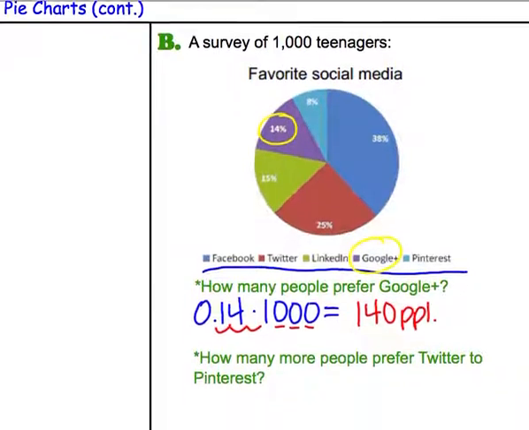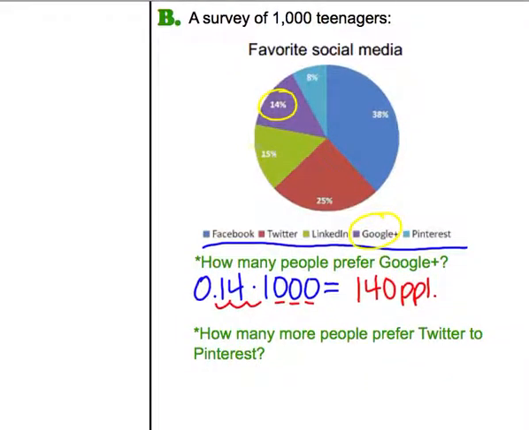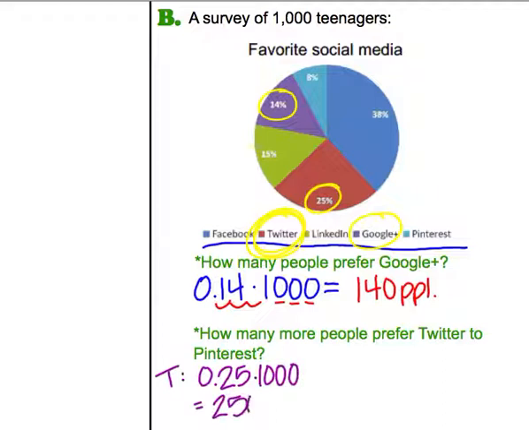Now my second question is how many more people prefer Twitter to Pinterest? So we're going to start with Twitter. I see Twitter is in red, and that is 25%. So I'm going to start with my 0.25 times 1,000, move the decimal 3 places to the right, and I get 250 people.